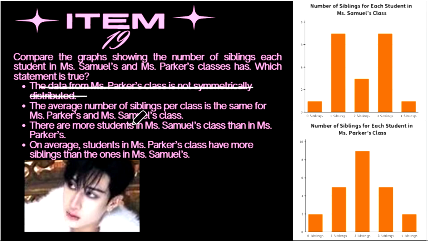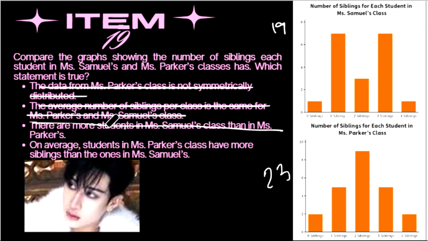Let's keep going. There are more students in Miss Samuel's class than in Miss Parker's. Well, let's see. We've got 1 plus 7, which is 8, plus 3, which is 11, plus another 7 is 18, 19. So this is 19. This is 2, plus 5 is 7, plus 9 is 16, plus 5 is 21, plus 2 is 23. So no, they don't have the same number of students. On average, students in Miss Parker's class have more siblings.